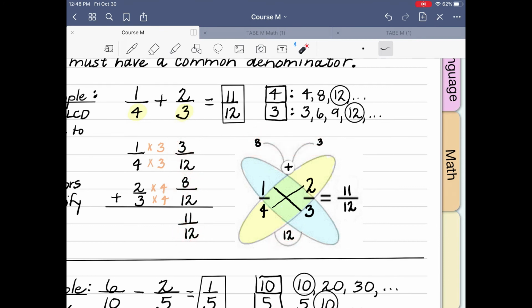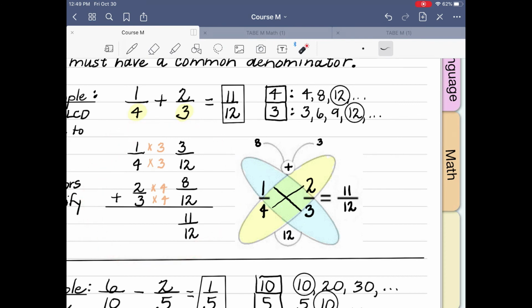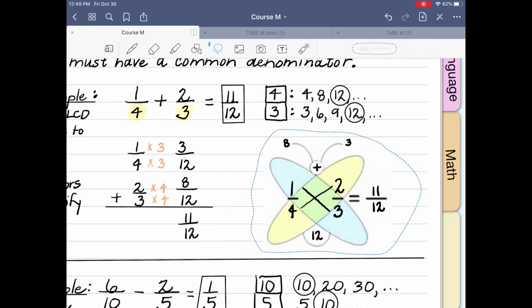It's just the butterfly helps you to organize it in a different way. Some people just do not like that at all, and that is okay. You don't have to do the butterfly. Some people don't like this at all. So I want to give you options about how to solve these. I've taught math for many years and I've seen so many different ways, and I'll try to share those with you as we go.